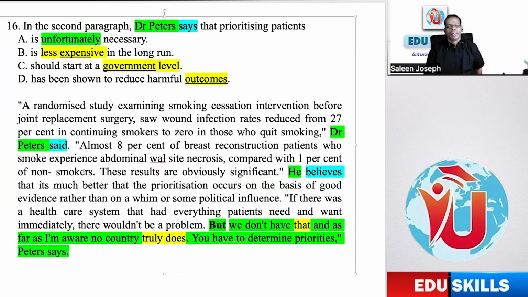Peter believes that it's much better that the prioritization occurs on the basis of good evidence rather than on a whim or some political influence. He believes.